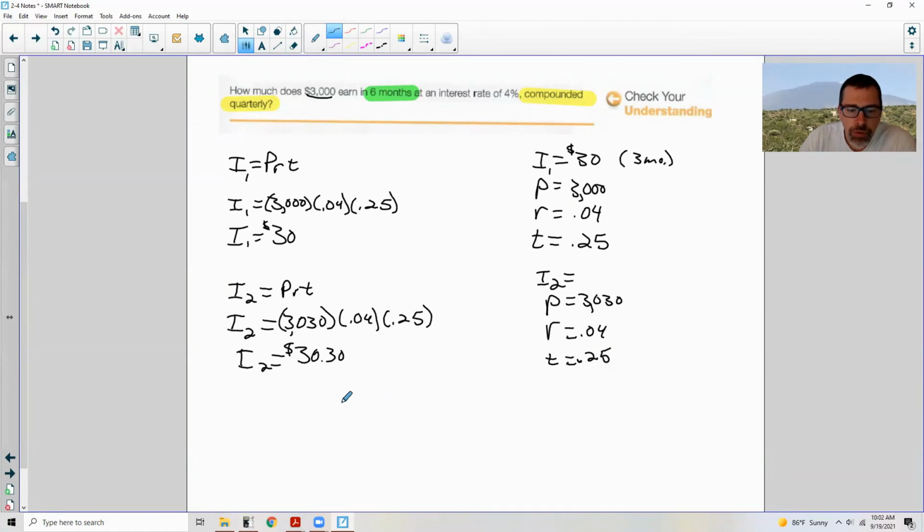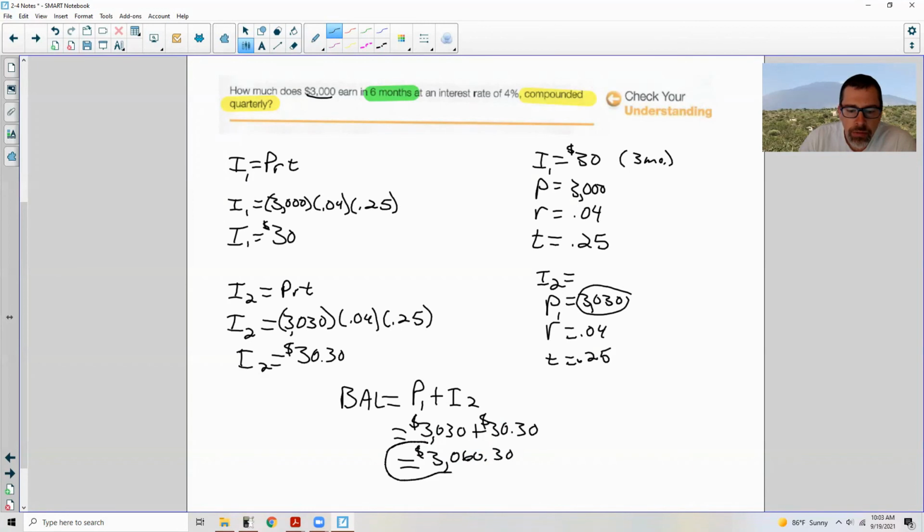Okay, so now we're going to take the new balance, and that is going to equal the principal after the first quarter, which is right here. Let's call that P sub 1, the principal after the first quarter, plus interest from the second quarter. So that's going to equal $3,030 plus another $30.30, which equals $3,060.30. Okay, that one was a little bit tricky.